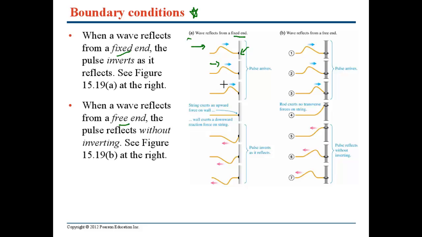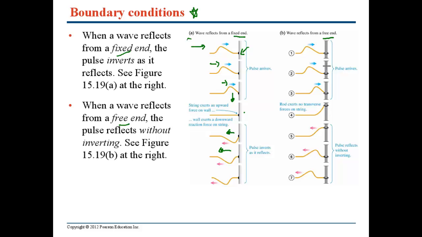The pulse is going to arrive at the wall, and you can even kind of think of it as the wall absorbs it for a little bit. The wave has momentum in the downwards direction here, so when the pulse is essentially spit out of the wall, it's going to be inverted as it moves away from the wall, and it's going to have the same amplitude.